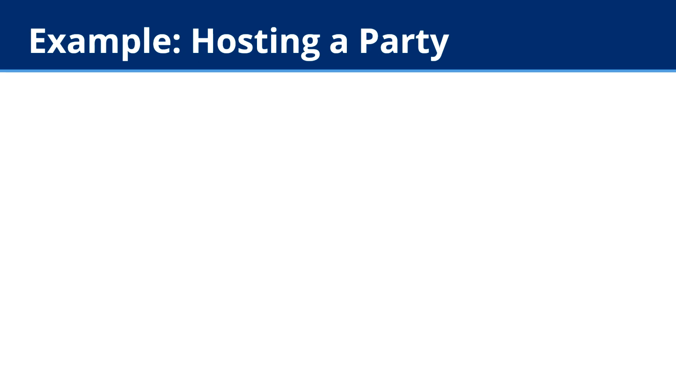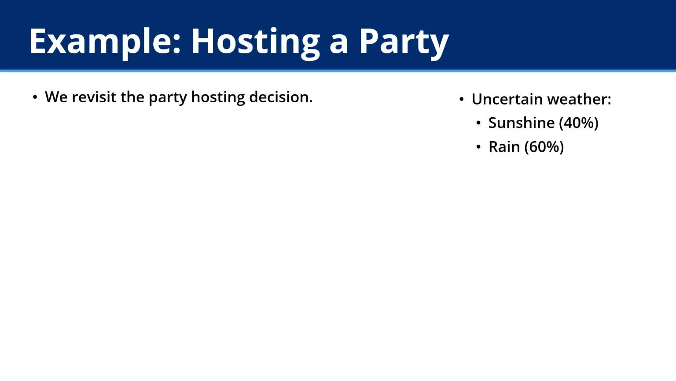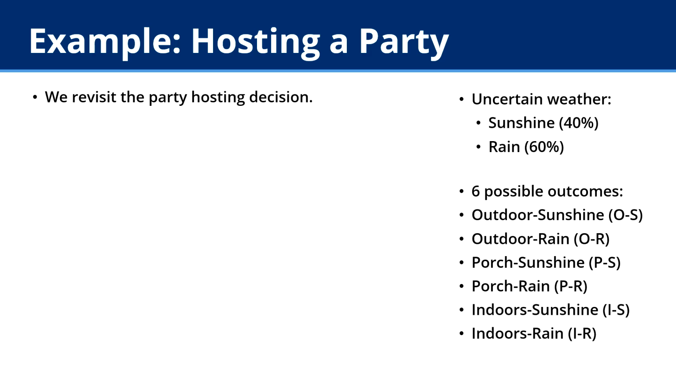We're going to now revisit the hosting a party decision that was explored in the last presentation. There was uncertainty about the weather. We didn't know whether the weather was going to be sunshine or rain, and our decision maker Sam had to decide whether to host a party outdoors, at the porch, or indoors. And there were 6 different outcomes in this scenario.